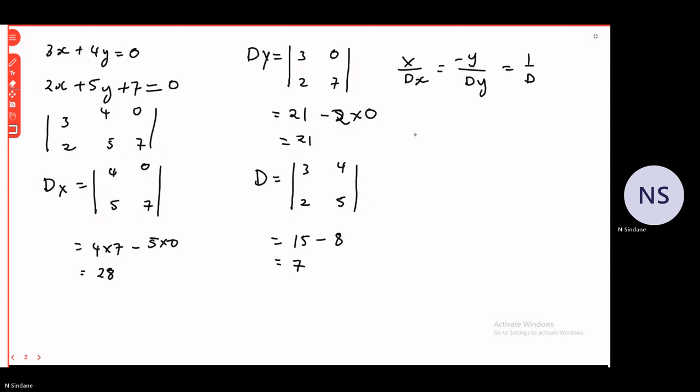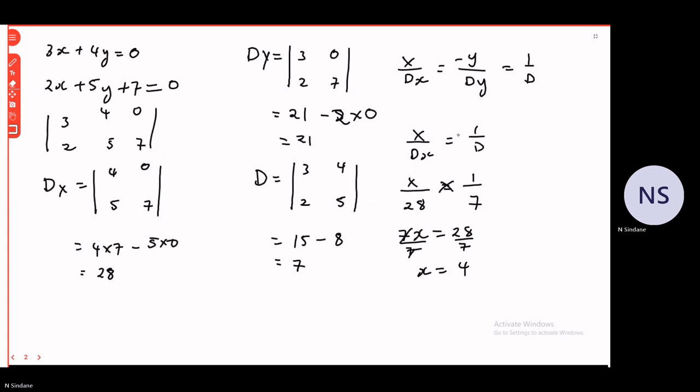So I'm looking for x. x over dx is equal to 1 over d. What is dx? This is 28, equal to 1 over d, which I think is 7. Then cross multiply: I'm going to have 7x is equal to 28. Then divide by 7 on both sides. My value of x will be 4.